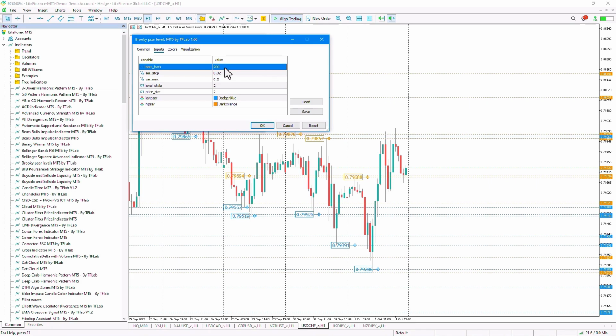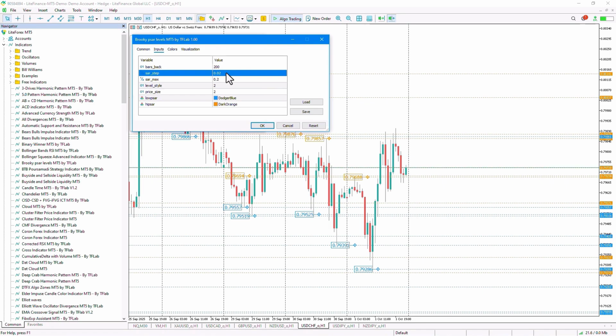In the Settings section, specifically under the Input tab, there are several customizable and useful options available for your adjustment. In the very first input field, you can specify the maximum number of historical candles that the chart will analyze in order to identify significant price pivots, which by default is set to 200 candles.